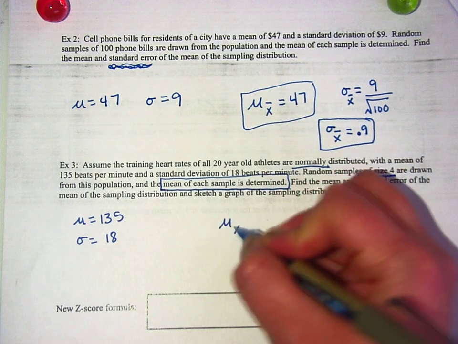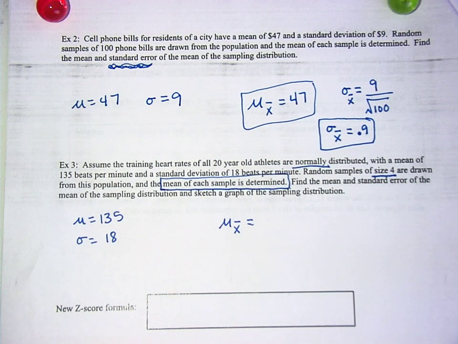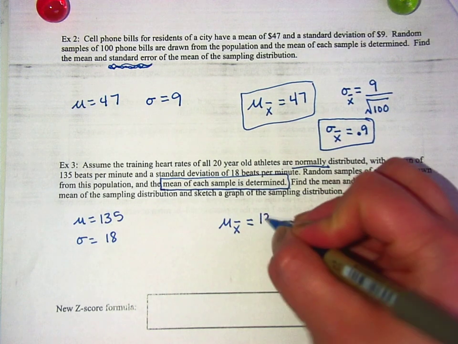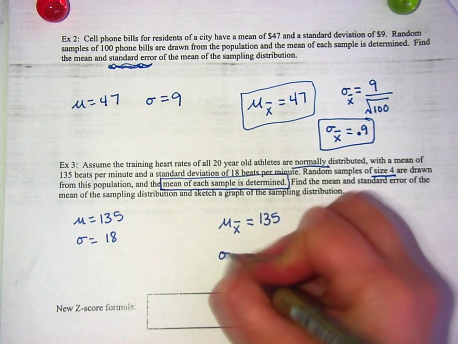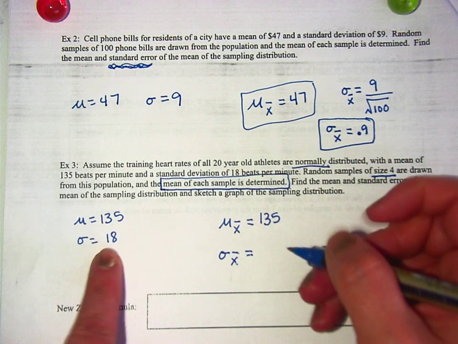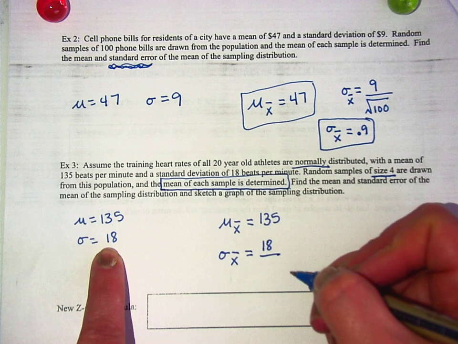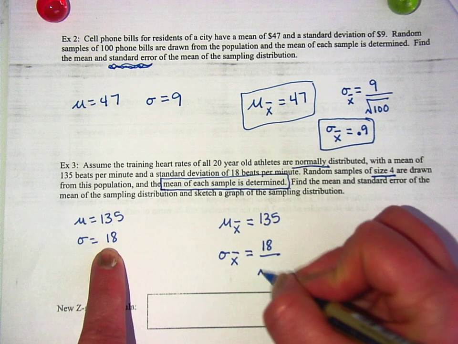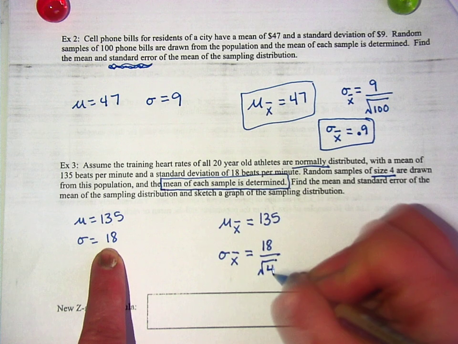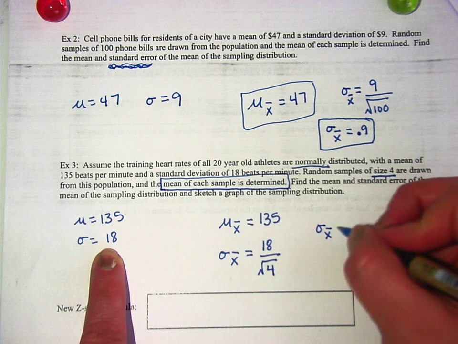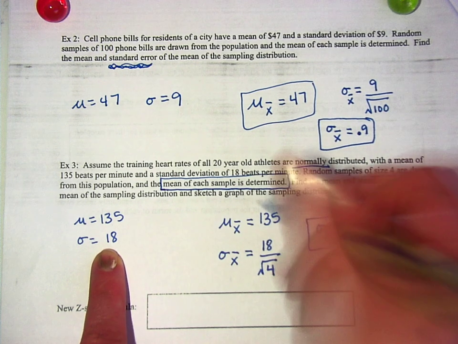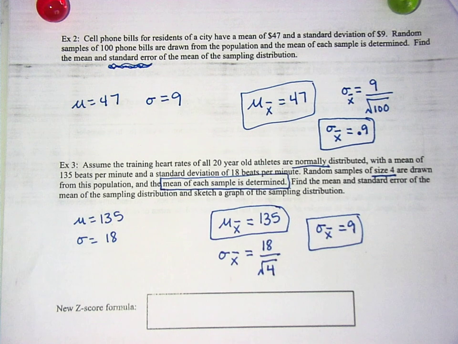So my new mean, how do I find my new mean? Exactly the same. Nothing has changed. Look over there. The middle is still the middle, but now it's tighter. So now my new standard deviation is not 18 anymore. It's 18 divided by the square root of 4, how big those samples were. What's the square root of 4? 2. 18 divided by 2 is 9. So now it's a little bell curve, and it is tighter, because now I'm looking at all the averages.